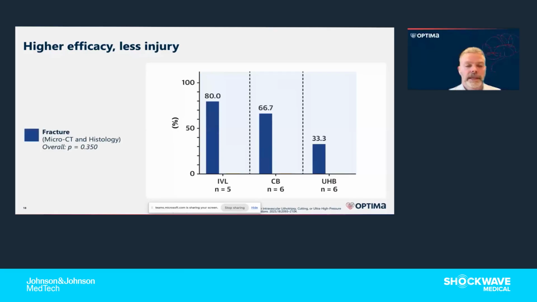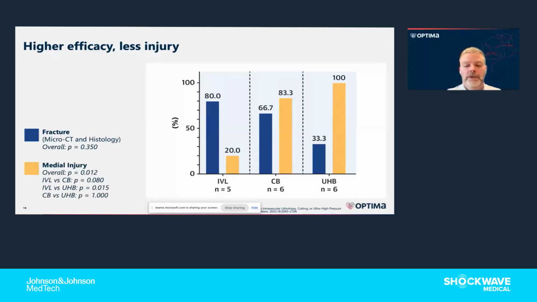And that was seen in the cadaveric study that you're also going to be hearing about in this webinar, where there's a higher instance of fracture from IVL when compared, at least numerically, with cutting balloon and ultra high pressure balloon. But even more importantly, there was a much lower instance of medial injury, and that's the yellow bar you see. So very low instance of medial disruption when compared with equivalent treatment with cutting balloon and ultra high pressure balloon.